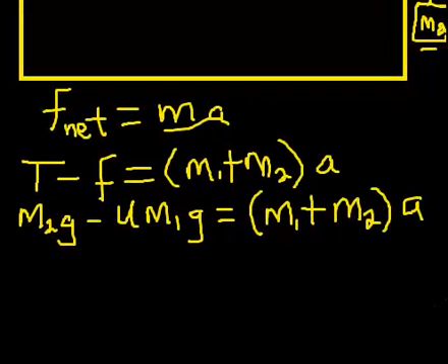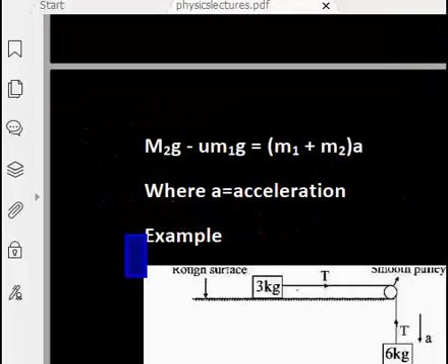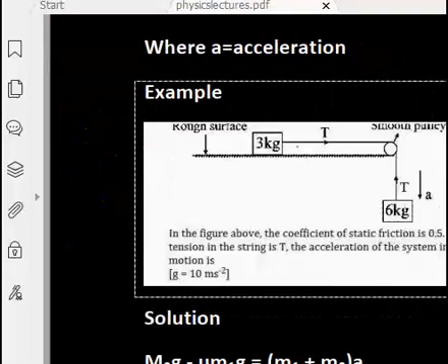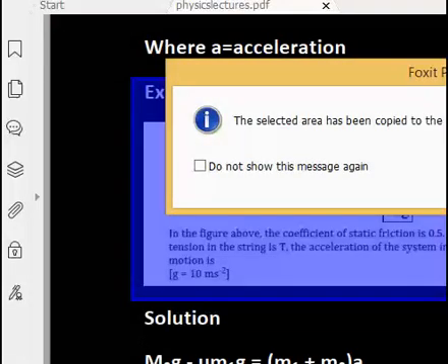Let's see if there's a question that we can apply based on dynamic friction. All right, so that's an example. Here we are. So I'm going to bring it to the screen.